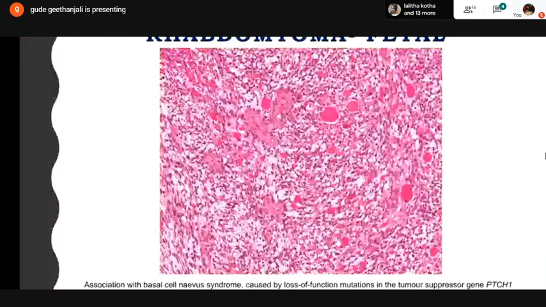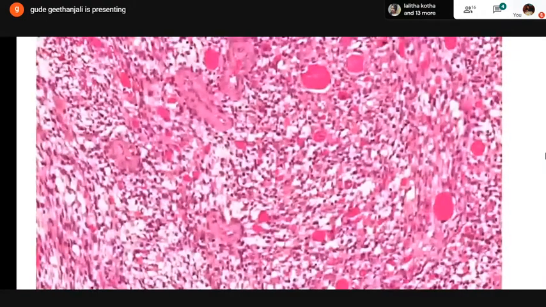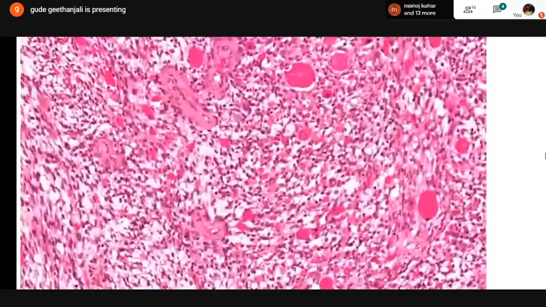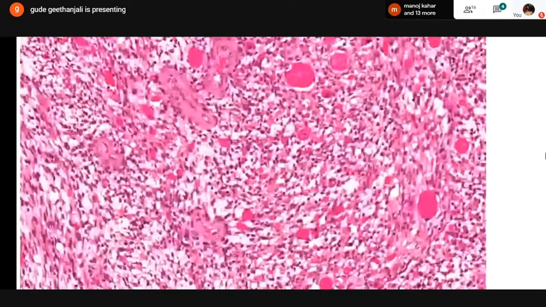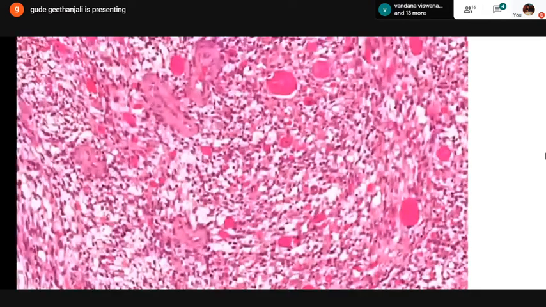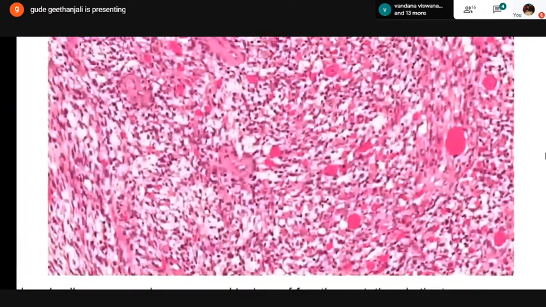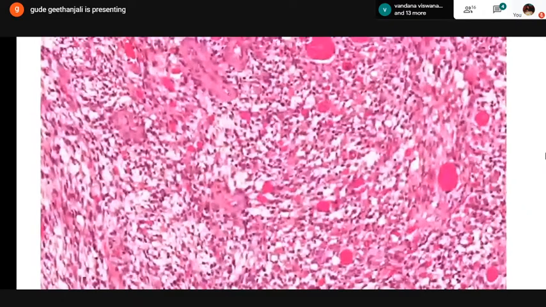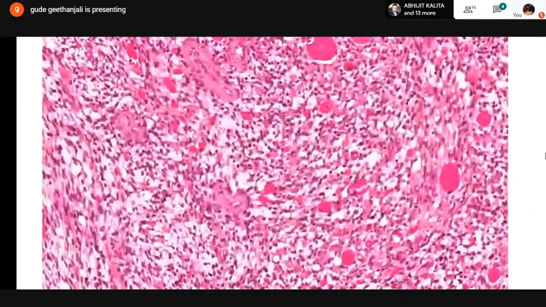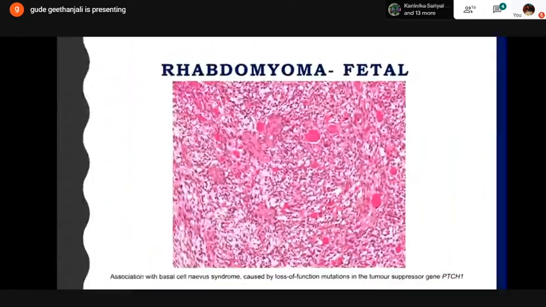And these are composed of cells, rhabdomyoblasts, or the maturing skeletal muscles which are present at different stages of maturation. We can have strap cells or the mature skeletal muscle with abundant eosinophilic cytoplasm, and cytoplasmic cross striations are also seen. But one feature to note is they do not have any mitotic activity, and no atypia is seen. So we should not confuse rhabdomyoma with rhabdomyosarcomas.